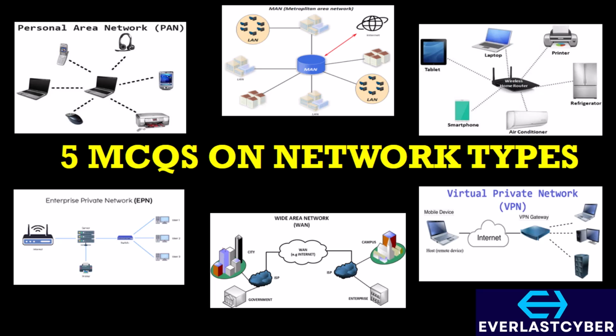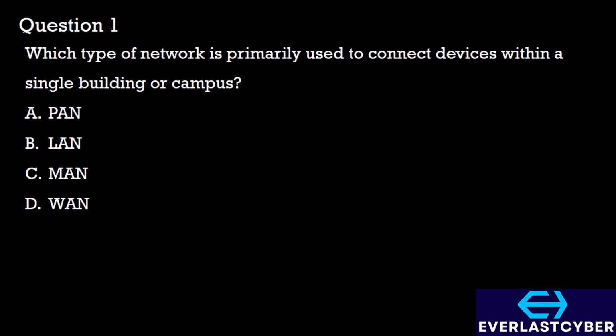But before we go, let's just go through 5 quick multiple choice questions on network types and their answers. Question 1. Which type of network is primarily used to connect devices within a single building or campus? A. PAN, B. LAN, C. MAN, D. WAN. If we remember the explanations we've gone through, a PAN network connects devices within a very short range, typically within a few meters. A LAN connects devices within a single building or campus, like a school or an office. A MAN connects network within a city or metropolitan area, while a WAN connects networks over large geographic areas like cities, states, or countries. With respect to the question we have here, we'll be going with option B, the LAN.